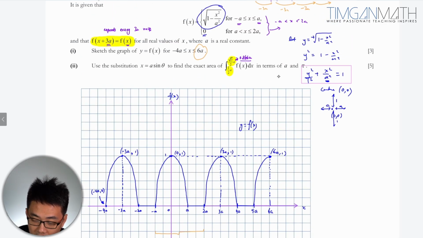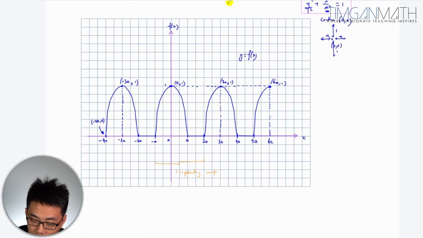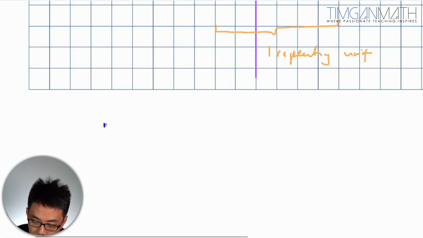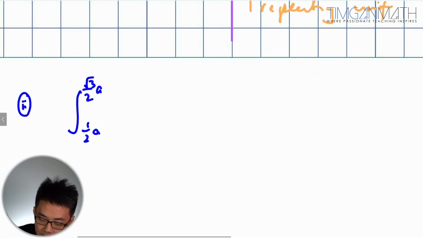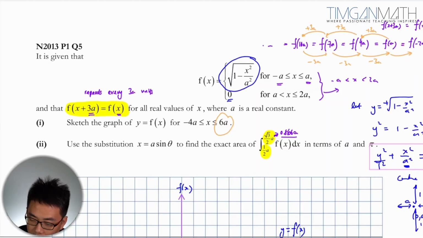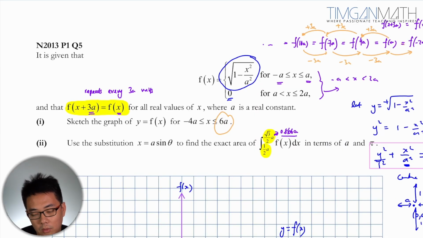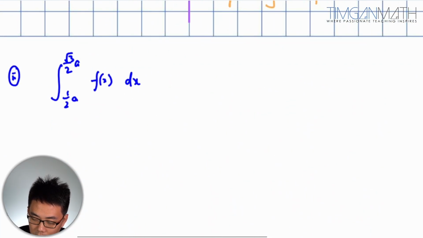So in terms of A and pi, use a substitution. So I'm just gonna do it. Integral from half A to root 3 over 2A. And after which we're going to just use f(x) dx. Okay. f(x) is root of 1 minus x squared over a squared.